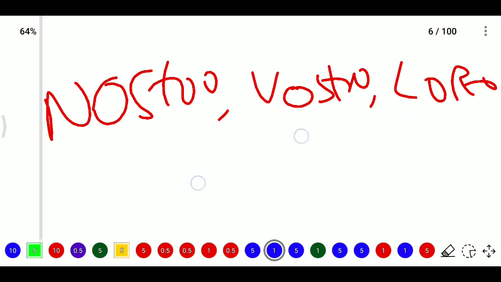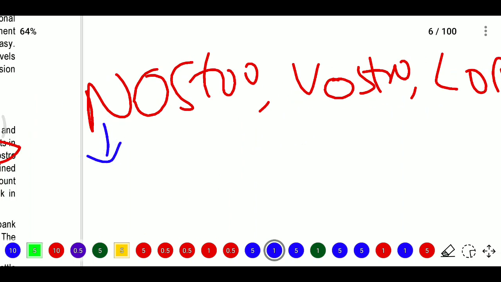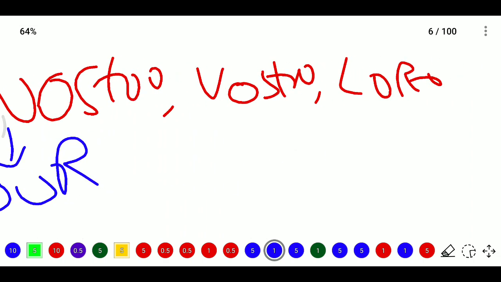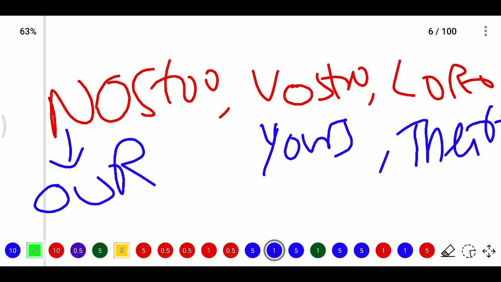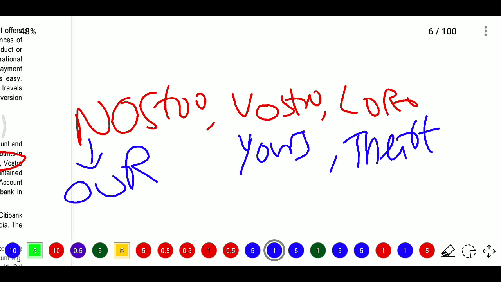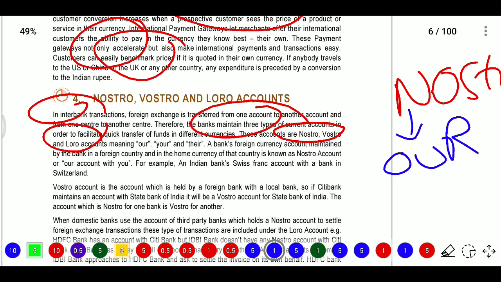Nostro means ours, Vostro means yours, and Loro means theirs. So the meaning of Nostro, Vostro, Loro: Nostro means our, Vostro means yours, Loro means theirs. They will explain it here.